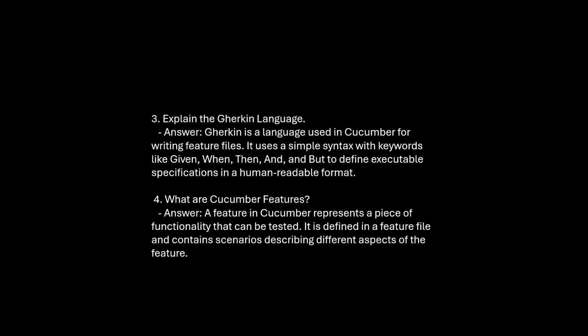Explain the Gherkin language. Answer: Gherkin is a language used in Cucumber for writing feature files. It uses simple syntax with keywords like Given, When, Then, and But to define executable specifications in a human readable format.